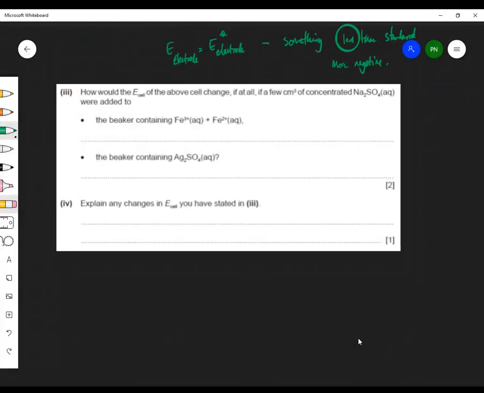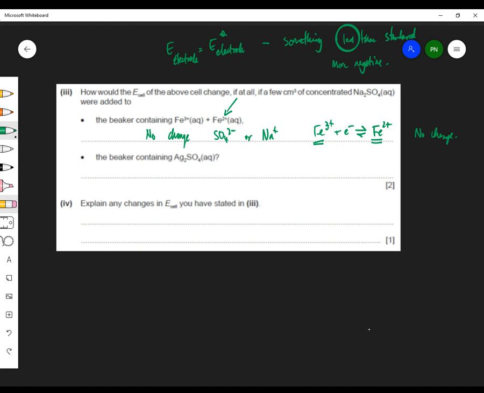Okay, and if I added it to that one, I would get no change for this one. Why is there no change? Well, because if I add sulfate ions or sodium ions, why would it change? Fe3+ plus an electron gives Fe2+. It wouldn't change this equilibrium, would it? There's nothing to affect this. I'm not changing this, so there would be no change to this system.